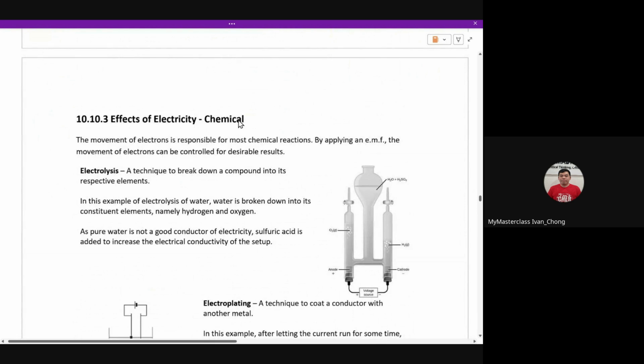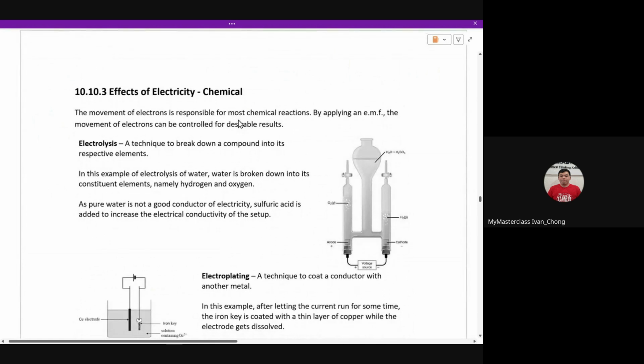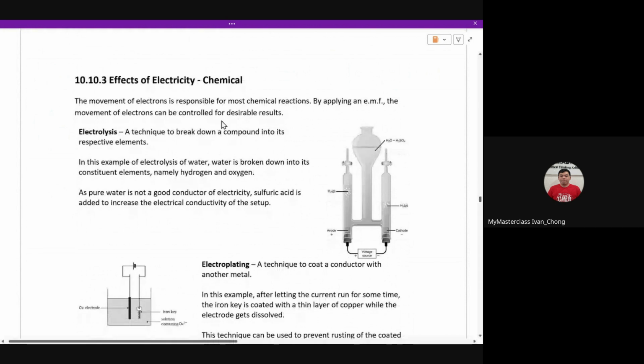The next part is your chemical effect. Some of you might have learned this in your chemical reactions, chemical changes, or chemical bonding chapters already. So we are going to use electrolysis to break down, in this case, water. So ask yourself, water is H2O, right? What happens if you use electricity, you can break it down into H2 gas and O2 gas. So do take note, H2 and O2 are diatomic. So we need to use H2 and O2.